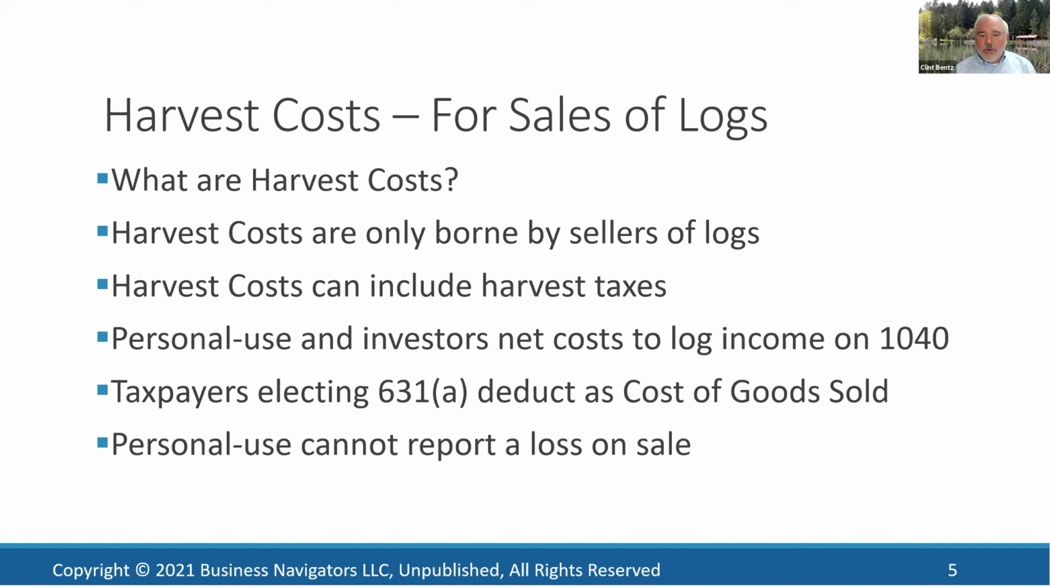And we just want to remember that if you are logging off of your personal residence and you're not treating it as an investment, you want to treat it as part of your principal residence, then you cannot report a loss from the sale. So if your harvest costs or these other costs we're going to talk about exceed your income, you can only deduct up to the amount of the income. So you can't report less than zero. If you are an investor, you can report a loss.